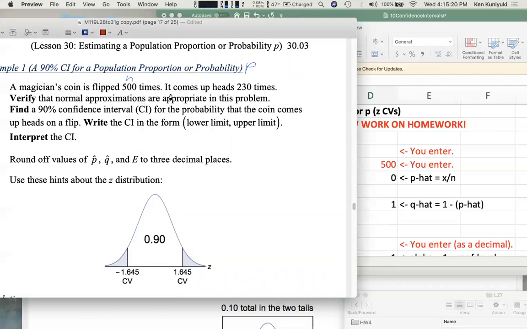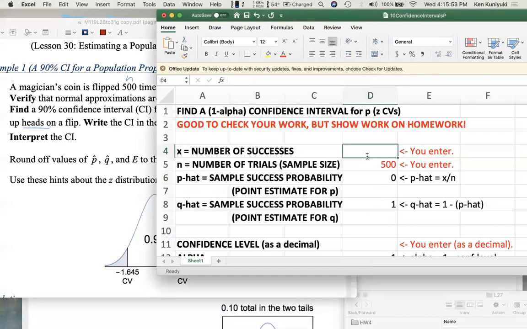Out of the 500 flips, the coin comes up heads 230 times. 230 is a value for x. It's the number of successes we observe, because a head is a success here. See, here we're looking at the probability that the coin comes up heads. So a head will count as success. So this here is the number of successes. It's the number of heads we get in our sample. That's little x. So we're going to enter 230. Little x is 230.